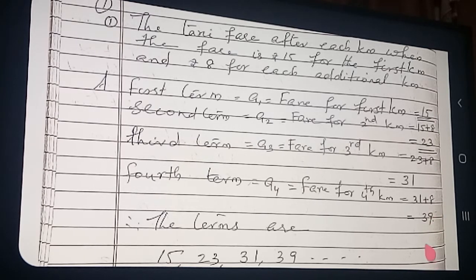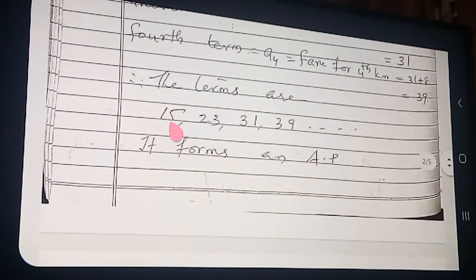So you got 4 terms. Now we will put etc. only. The terms you see are 15, 23, 31 and 39. So these are the terms. Now you see here, I haven't written the reason here. You have to add the reason there.